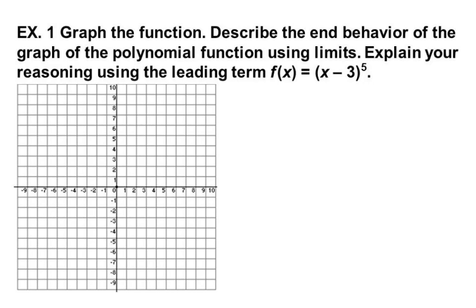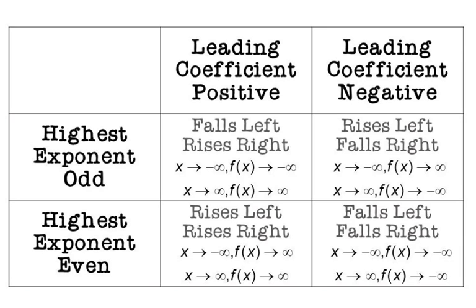So example 1 wants us to graph this function, describe the end behavior of the graph using limits, and then explain your reasoning using the leading term test. So this function f of x equals x minus 3 to the 5th power. So I have a chart that we're going to look at first before we come back to the problem.